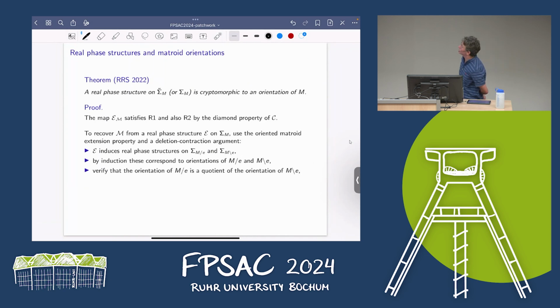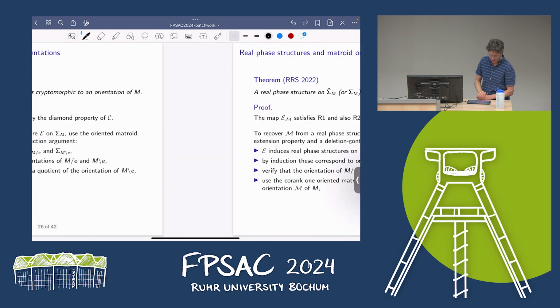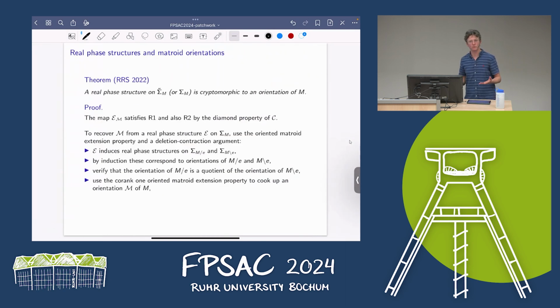And then we do a bit of work to verify that the orientation on the deletion, the restriction, is a quotient of the orientation of the contraction. So oriented matroid quotients, and also that this would be a co-rank 1 quotient. And co-rank 1 oriented matroid quotients satisfy the extension property. We saw an extension property come up in Carolina's talk. Okay, she was asking a question if for positroids, if they satisfy the extension property in all ranks. Oriented matroids don't satisfy an extension property in all co-ranks, but in co-rank 1 they do.